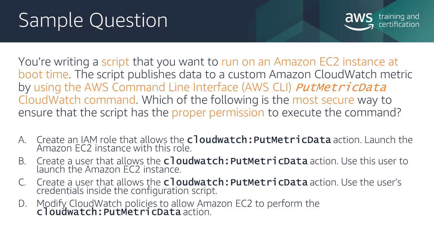I'm going to get rid of option D right away. In this case, you're asking you to modify the CloudWatch policies. Okay, that's fine. You can do that, but you haven't finished. You actually need to assign that policy to something, a user, a group, a role. Option B is wrong. Create a user that allows the CloudWatch metric, put metric data action. Use the user to launch the Amazon EC2 instance.